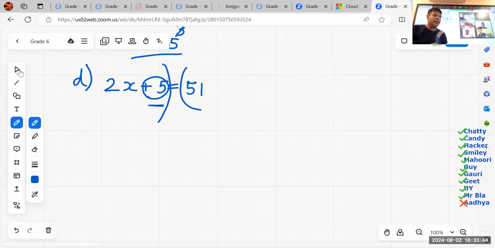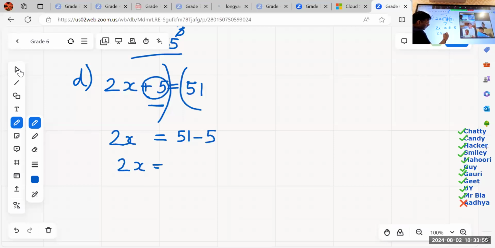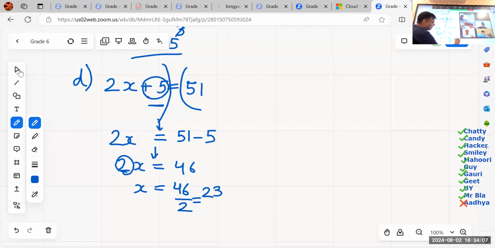How will I get rid of the plus 5? By taking it to the right side. So 2x will be equal to 51 minus 5. So 2x will be equal to 46. See guys, equal to should come below equal to in linear equations. Now x will be equal to, this is in multiplication, goes to the other side, becomes division. 46 upon 2, which is 23. All right, understood?